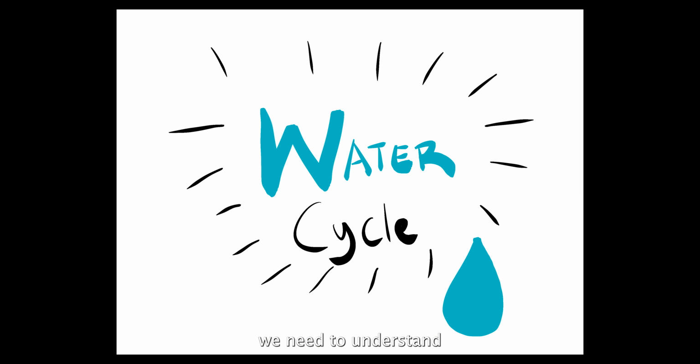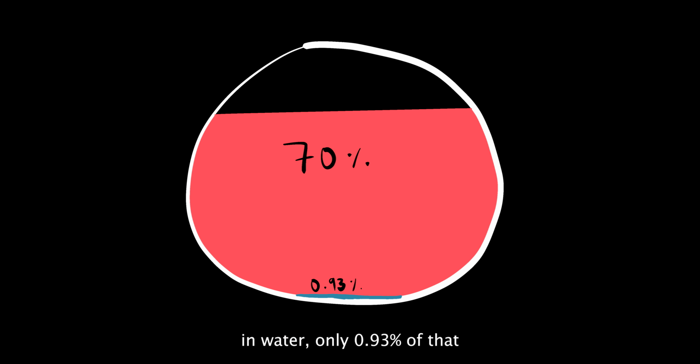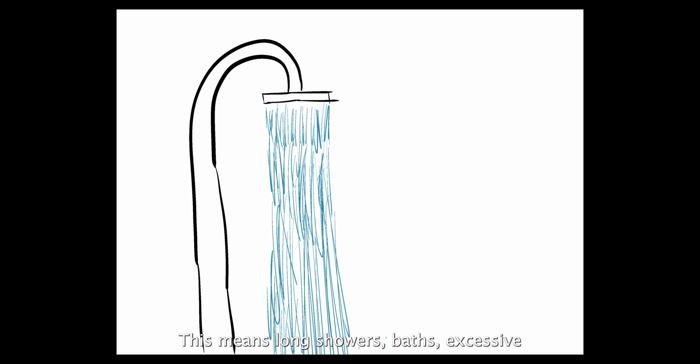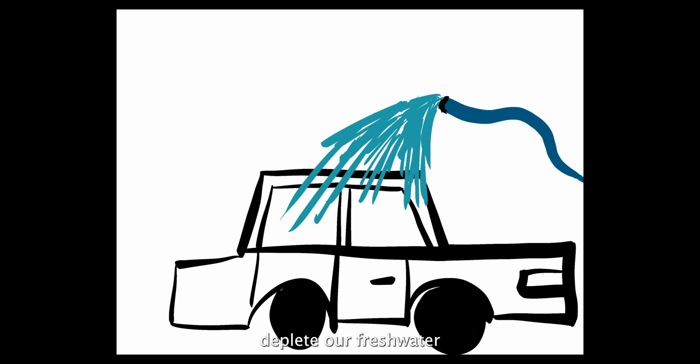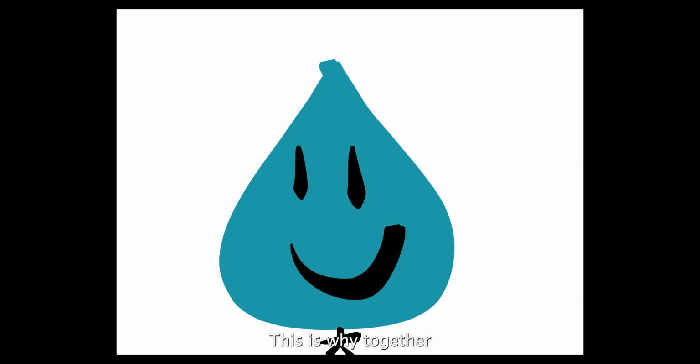Lastly, we need to understand the water cycle because although over 70% of the world is covered in water, only 0.93% of that total water is realistically accessible to us humans. This means long showers, baths, excessive toilet flushes, and even things like car washes deplete our freshwater resources faster than the earth can naturally replenish them. This is why, together, we should be more sustainable and careful about how we allocate our resources effectively.